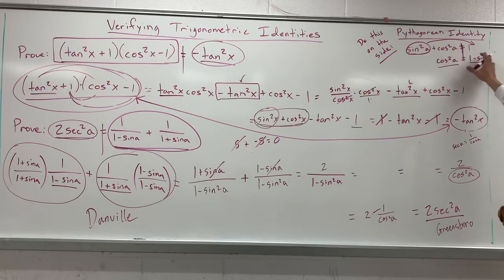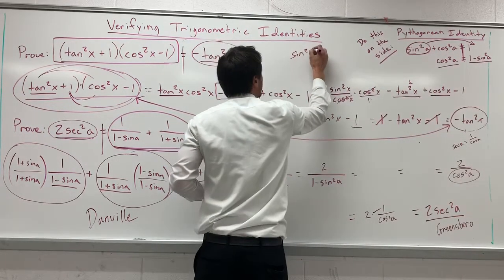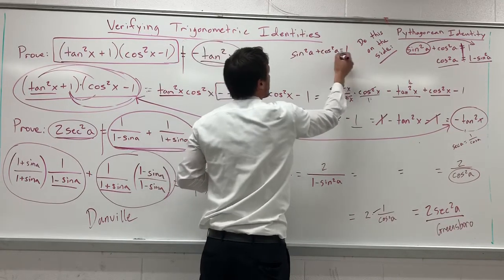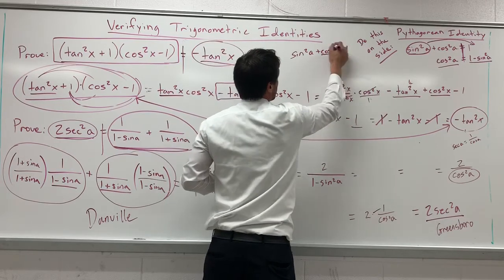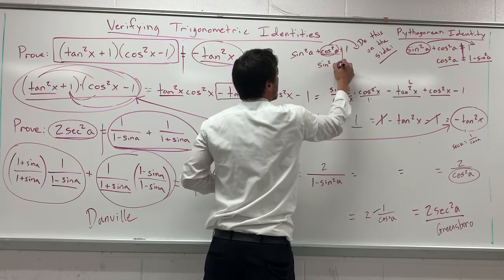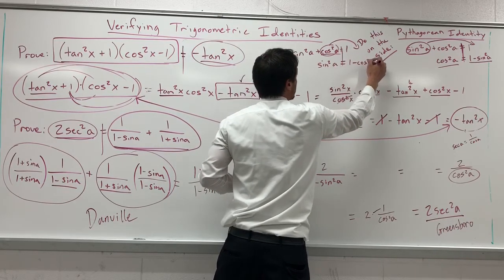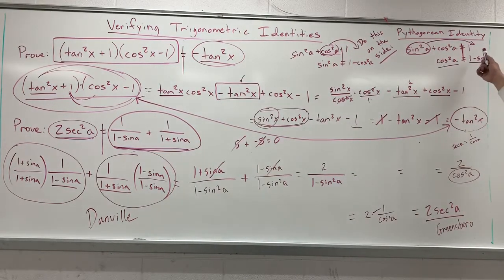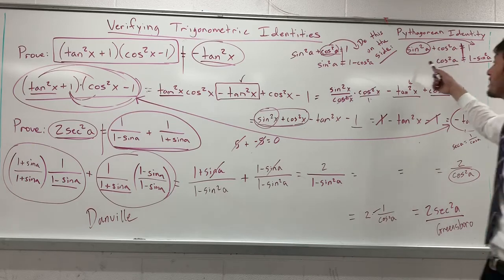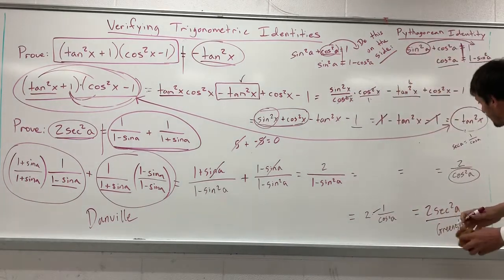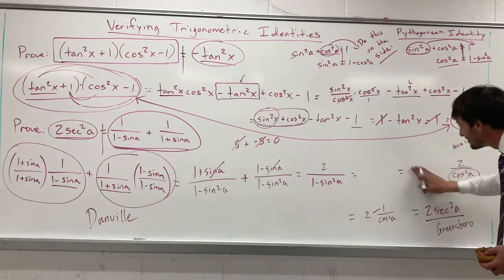You guys are going to become so strong with this manipulation. Notice that if sine squared of a plus cosine squared of a is equal to 1, you can also manipulate it this other way by moving the cosine squared to the other side of the equality, giving you that the sine squared of a is equal to 1 minus the cosine squared of a. You guys are going to get so good with this that every time you see 1 minus sine squared in these proofs, you're going to note that you can replace that with cosine squared. And every time you see 1 minus cosine squared, you're going to know that you can replace that with sine squared. Well, guess what? You're done.